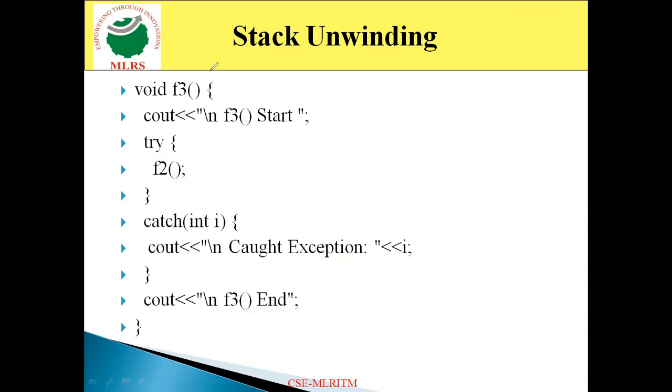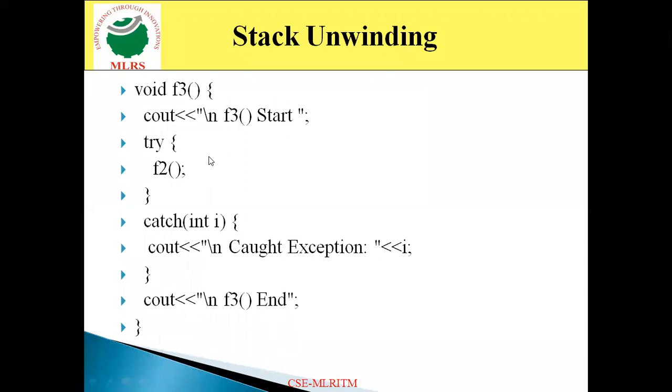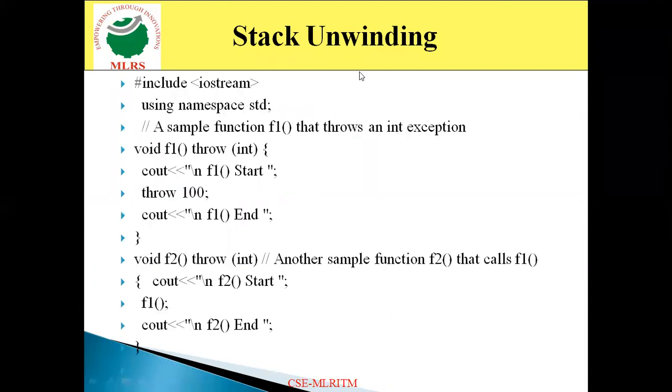Now come to the main function, and see how the program executes using the stack unwinding process. As usual, execution starts from main onwards. The first statement is f3, which indicates that function f3 is going to execute. In function f3, the first statement is f3 start, which appears on the output screen. Then it executes a try block. In the try block, there is a call to function f2, so it immediately executes function f2.